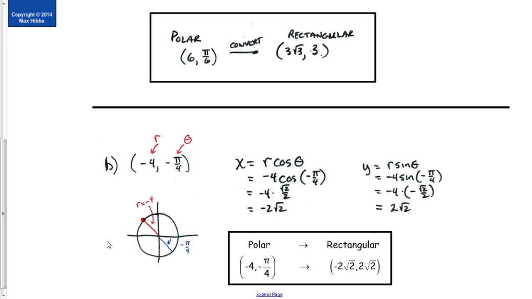This diagram didn't really help me do the calculation, but let's see that it makes sense. If we have a polar point of -4 comma negative pi over 4, then the angle negative pi over 4 is this blue angle, isn't it? And we're going to move 4 units in the opposite direction. So the distance of this red line is 4 units, and it puts us up here in the second quadrant. Well, that makes sense of what we see here.